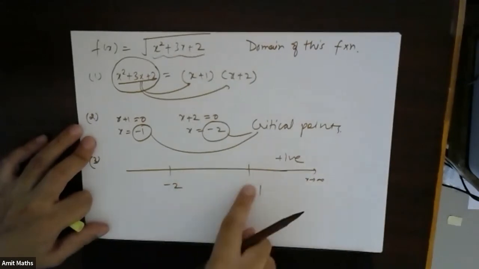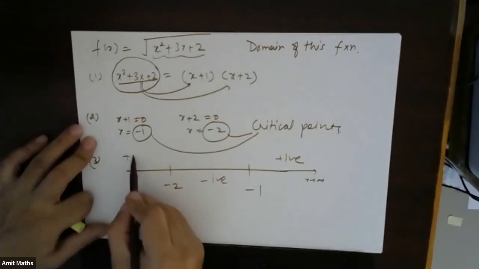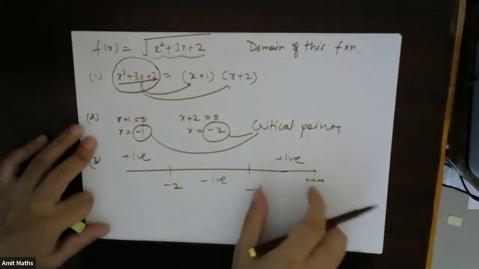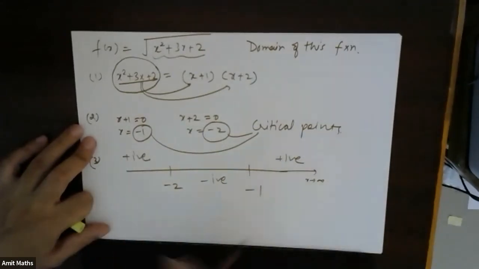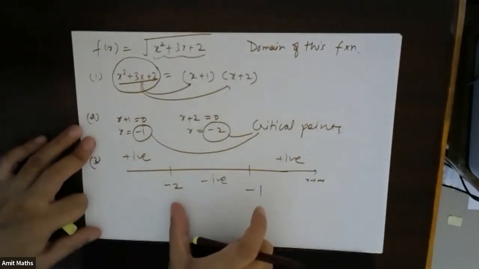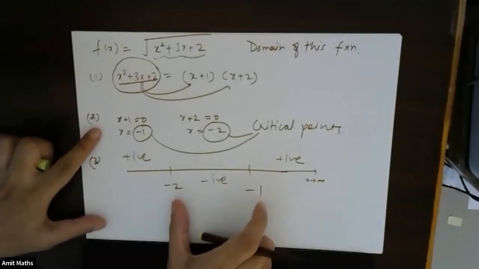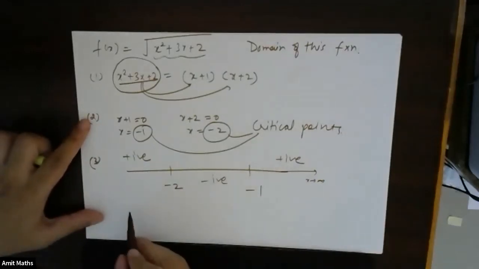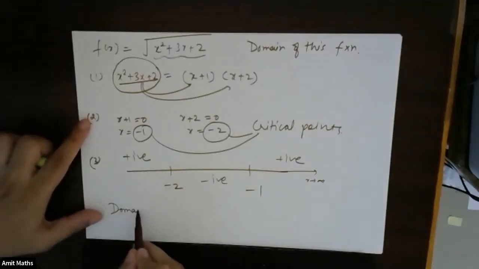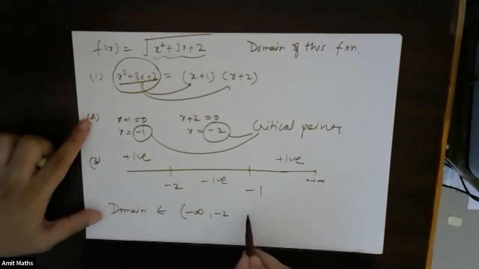Then in between, after -1, positive, it will change sign to negative. Then again, it will change sign to positive. So between -1 and infinity, it is positive, and from minus infinity to -2 it is positive. But between -2 and -1, it is always negative. So what will be my domain? The domain will become -infinity to -2 union -1 to infinity.